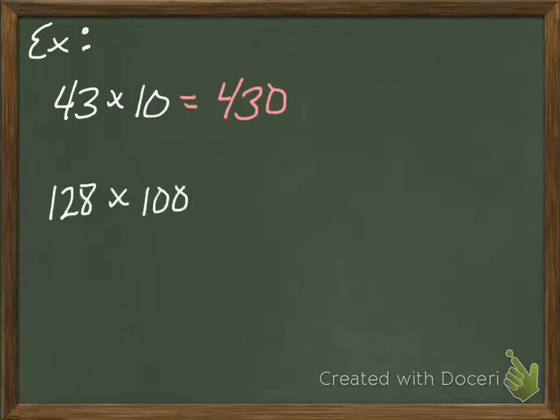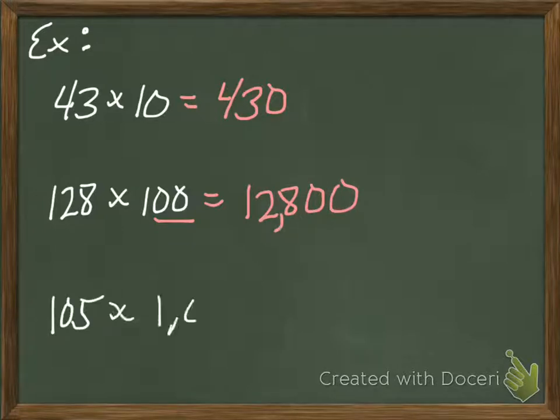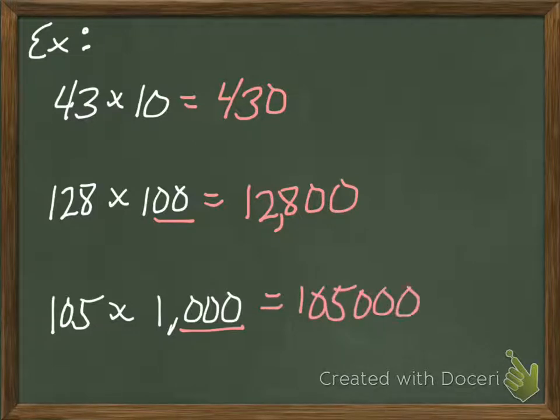Okay. If I do 128 times 100, well, the trick is you basically just count how many zeros there are after the 1, and that's basically what power of 10 you're looking at. So 100 is 10 to the second power. And so you add that many zeros. So this is 128 with 2 extra zeros. Go back and put the comma in, and you get 12,800. And one more, if I take 105 times 1,000, 1,000 has 3 zeros, so that would equal 105,000. Put a comma in, we get 105,000.